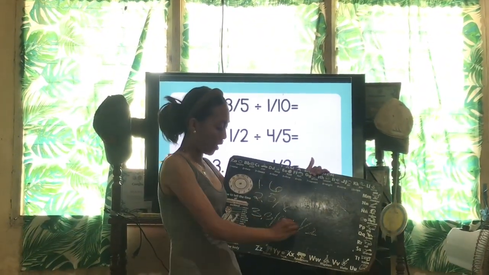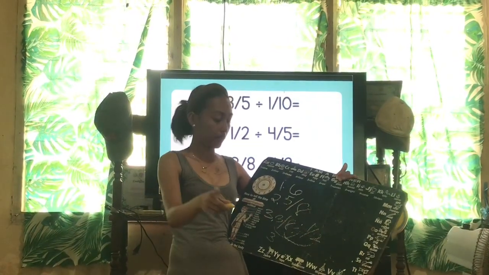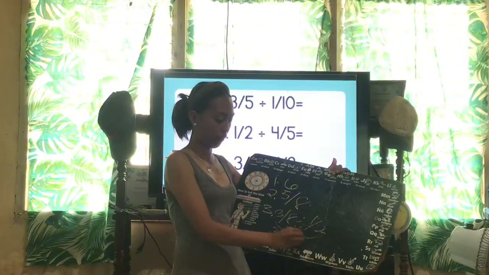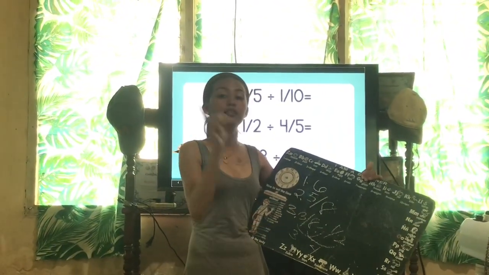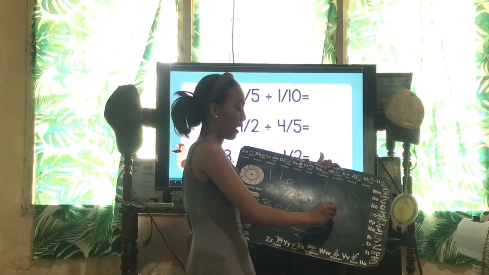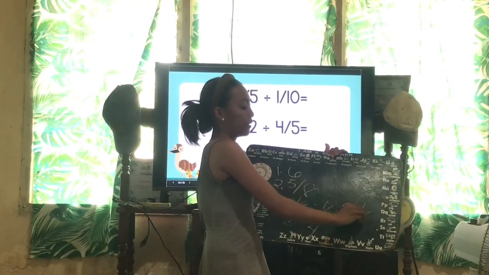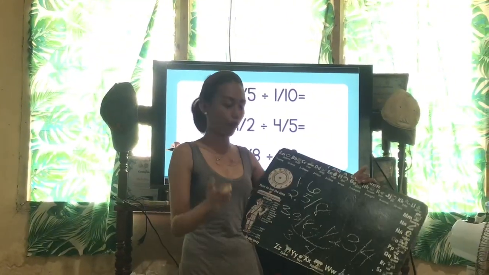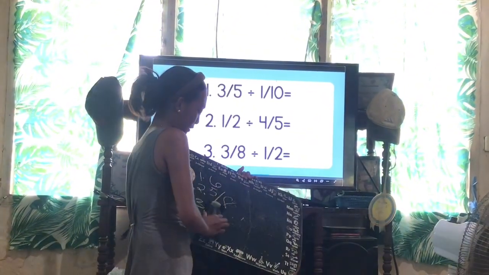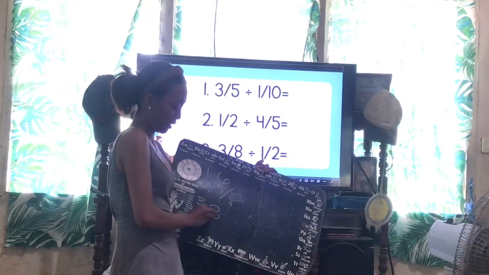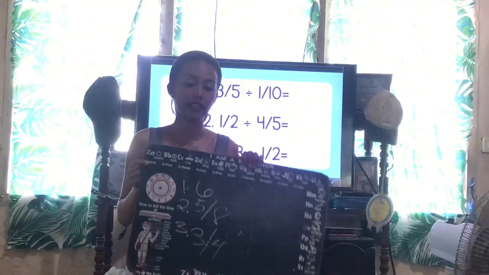Divided by 1 is equal to 3, and 8 divided by 2 is equal to 4. So the final answer is our numerator is 3 and our denominator is 4. So the final answer of number 3 is 3 over 4. So let's see if the answer is correct.